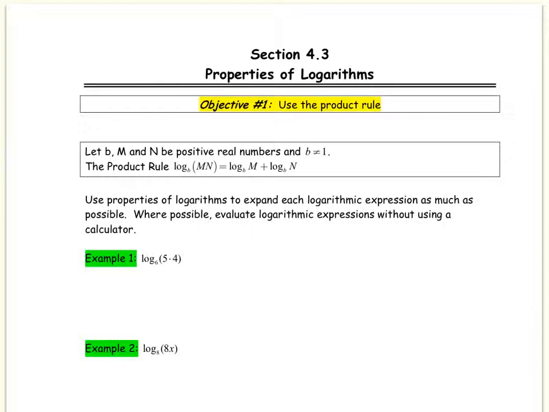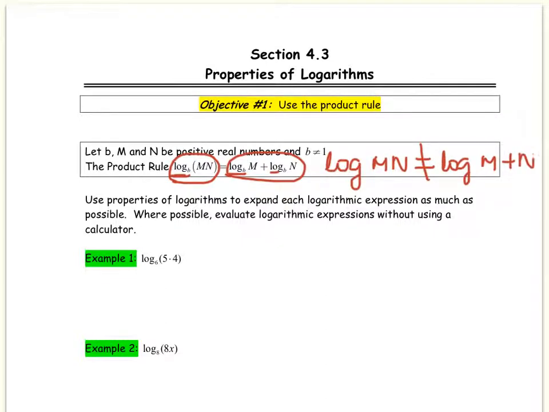Now, moving on to properties of logs. Properties of logs are very simple. Multiplication of log becomes addition of log. One thing you have to consider is single log becomes double log. So what I'm saying is log mn is not equal to log m plus n. What is it equal to? It's equal to log m plus log n. Remember, single log becomes double log.